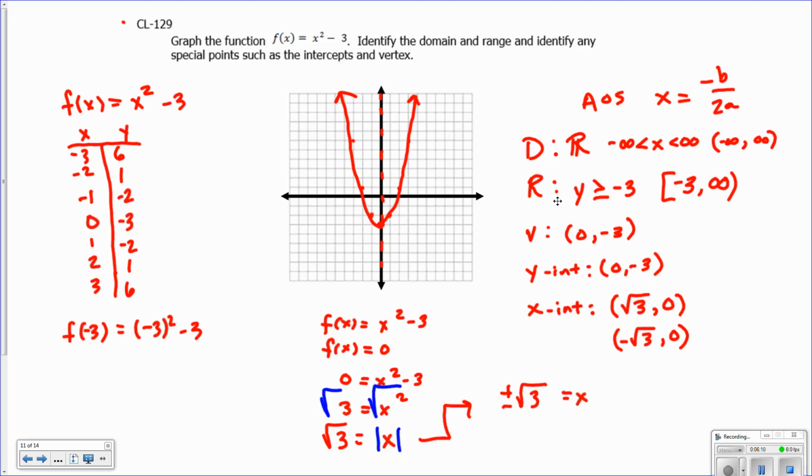And that's it. There's our special points that we're looking for. There's our graph. We've got a table, our equation. Everything is great. This is closure problem 1-129.